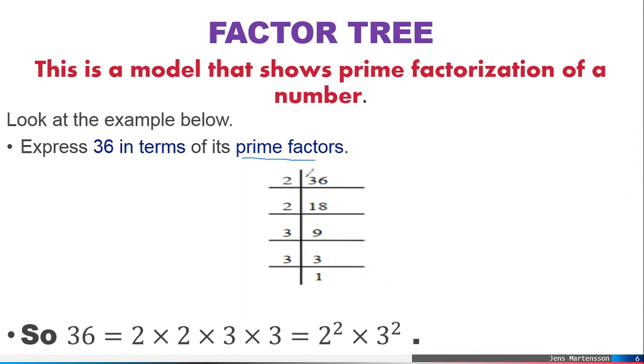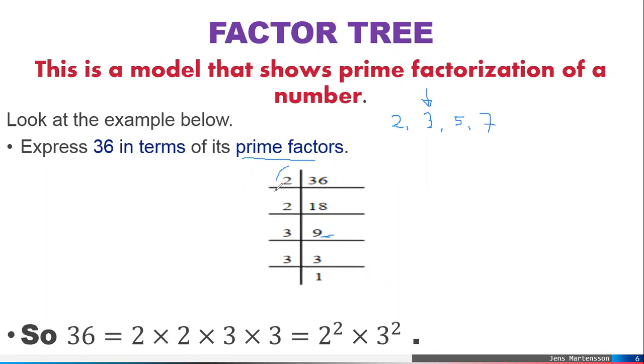Whenever you're drawing a factor tree, you start with the smallest prime factor, because the smallest is 2, then we have 3, then 5, 7. So in this case, we started with a 2. 36 we divide by 2, then 18 divided by 2, we get 9. So 9 can no longer go into 2, so we test with the next prime factor, 3. If it divides by 3, then we get 3. 3 can also be divided by 3, then we get 1.